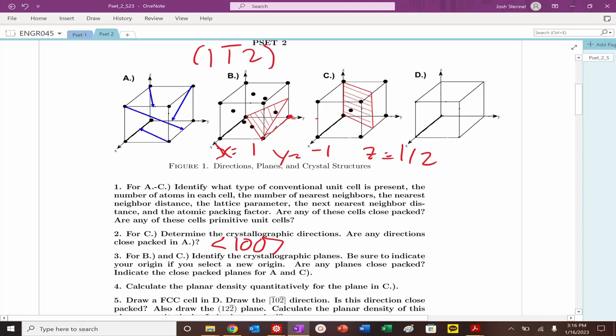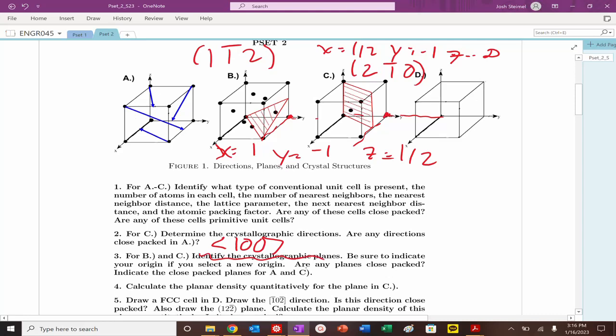What about here? I'm going to do the same thing. Choose my origin here, and then I'm going to go, where does it intercept here? My x-intercept is going to be at 1/2. My y-intercept is equal to minus 1. Where's my z-intercept? Z is equal to infinity. I'm going to flip that. So I'm going to have 2, 1/2, 0. Got it. Fantastic.